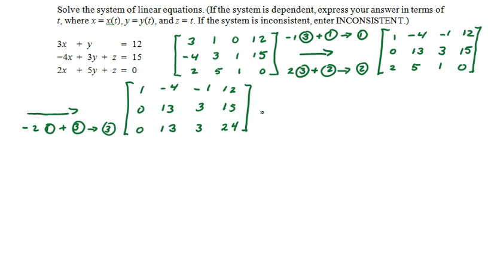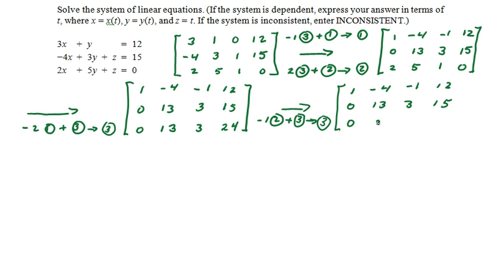Now I'll take -1 times row 2, add it to row 3, put that into row 3 so that we get a 0 in column 2, row 3. And that's going to give us 1, -4, -1, 12; 0, 13, 3, 15; and 0, 0, 0, 9.